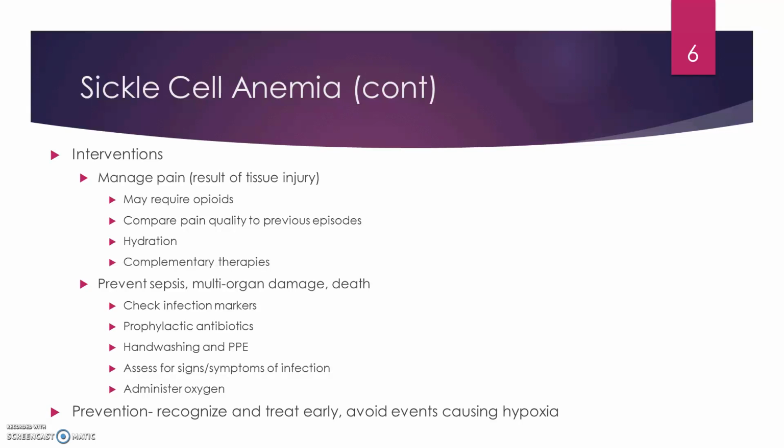So we might check for infection markers depending on if they look septic, and then start them on antibiotics. So we can do hand washing, always good hand washing, always good PPE, using that personal protection equipment. And then administer oxygen, which I would probably put higher underneath management of pain. And then, afterwards, prevention. What can we do to stop this from happening again? Looking at those signs and symptoms and how this progressed and how this got started.